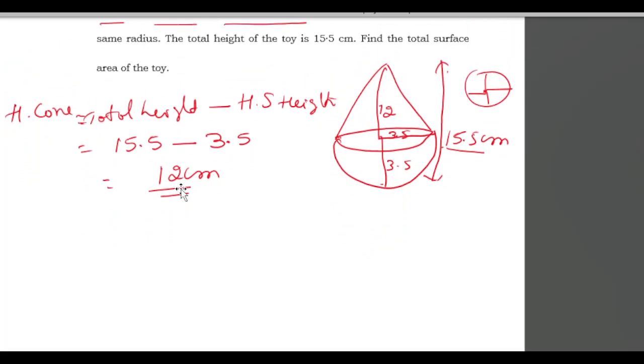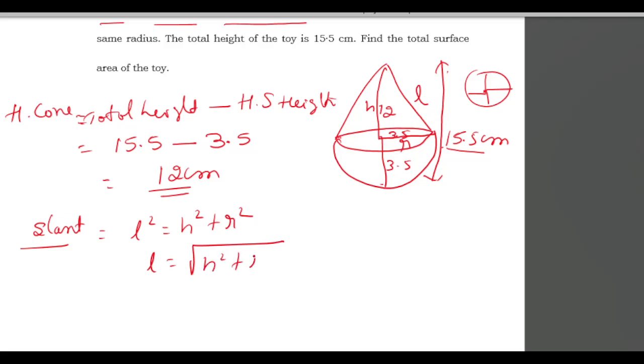Before identifying CSA, we have to identify the slant height. This is the slant height, this is the height, this is the radius. So what is the formula to identify slant height? L square is equal to H square plus R square. So L is equal to root of H square plus R square, that is 12 square plus 3.5 square.